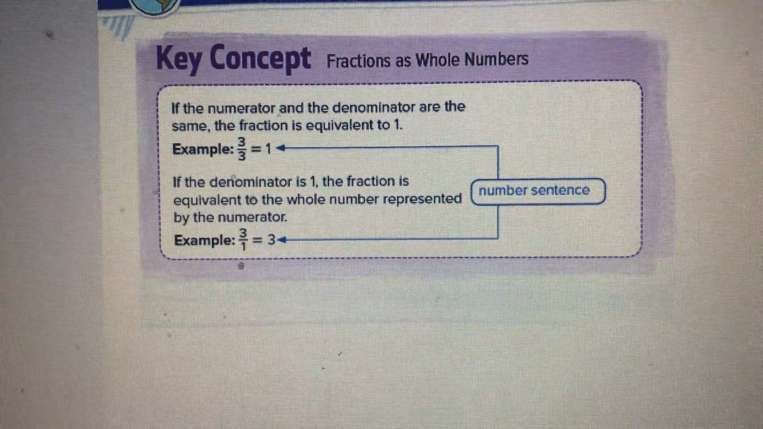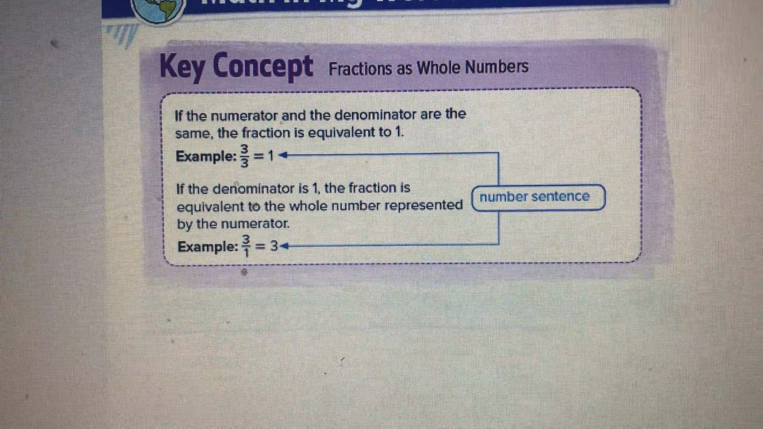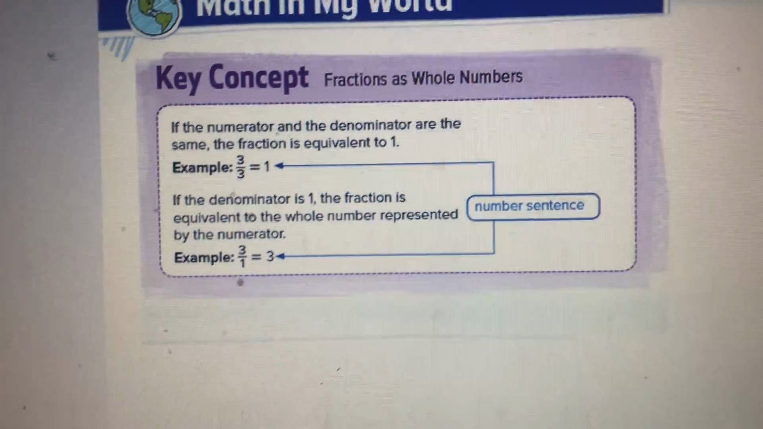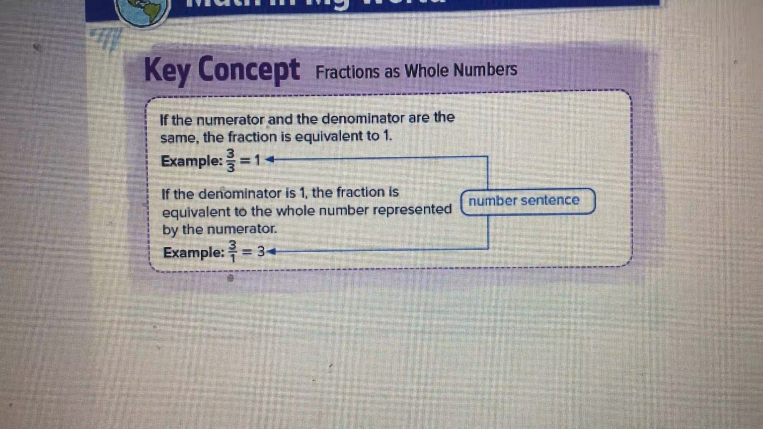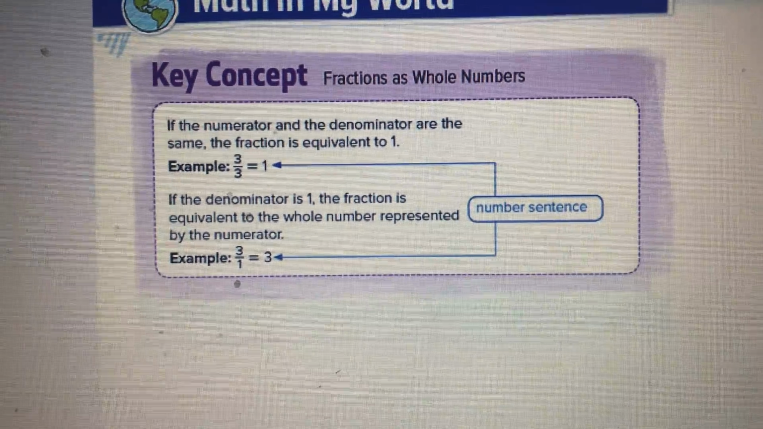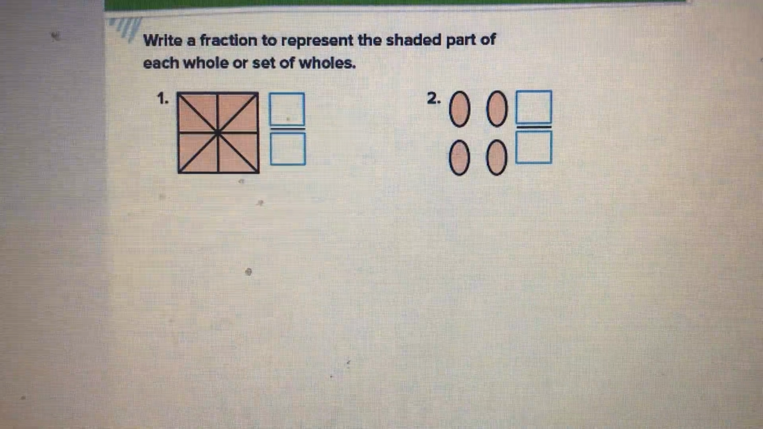Okay, if the numerator and the denominator are the same, the fraction is equivalent to 1. For example, 3 over 3 is equal to 1. If the denominator is 1, the fraction is equivalent to the whole number represented by the numerator. So if it's 3 over 1, it's 3, the whole number of 3.